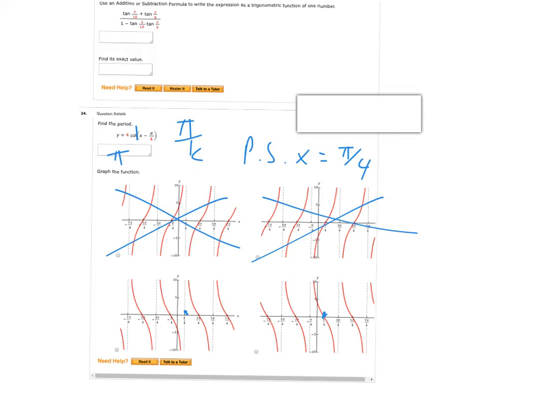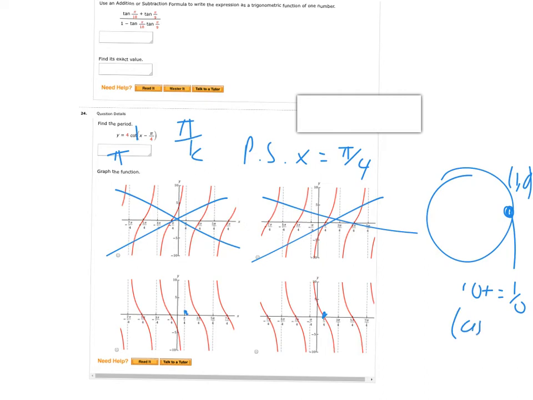Let me draw that. I'm going to draw the circle. The first spot over here we know is 1, 0, which means the cotangent is 1 over 0. And so that would mean that we should be starting at an asymptote. And so I'm going to say the answer is right here because that one starts at the asymptote. Once again, shifted to the right, pi over 4.